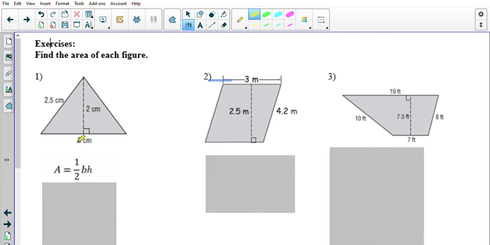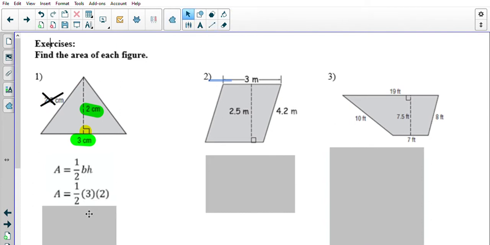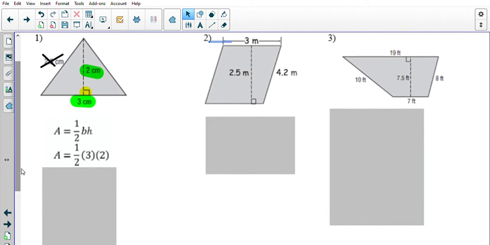So my base and height intersect at a 90-degree angle, which I can see right here. So that means my base is 3 and my height is 2, and it means I do not need the 2.5. So I'm just going to cross it off here. It's not the base or height of the triangle. So I'm going to do half times 3 times 2. I used parentheses for multiplication.